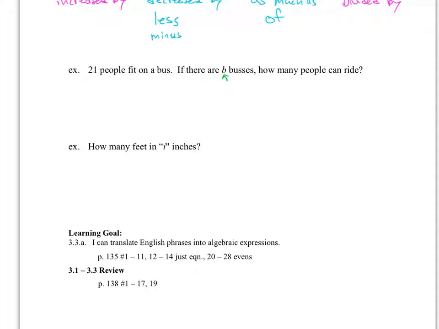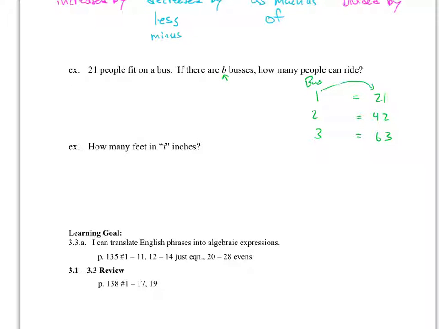If you have one bus, how many people can fit? Well, that's 21 people. If you have 2 buses, that's 42 people. 3 buses, 63 people. Well, what are you doing? How can you get from 1 all the way to 21? Well, I could add 20, but if I add 20 to 2, I don't get 42. So adding 20 doesn't work.